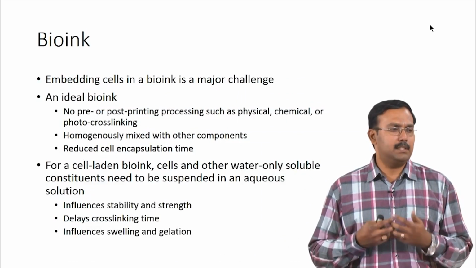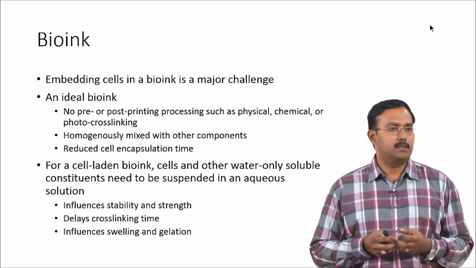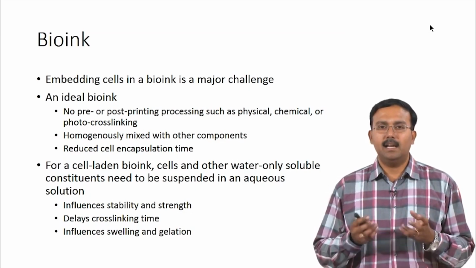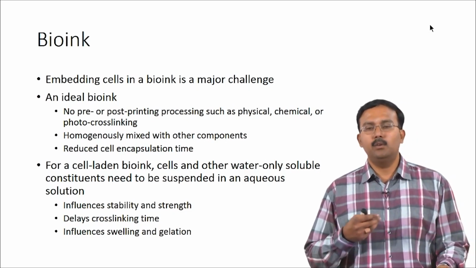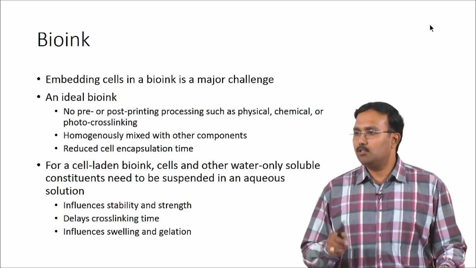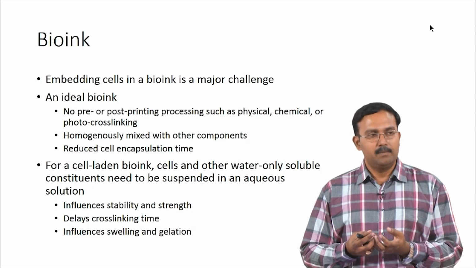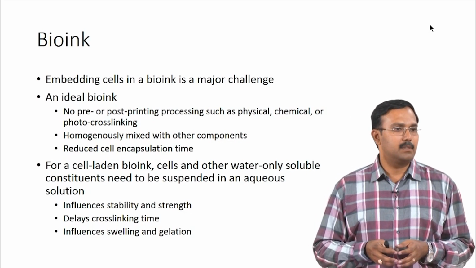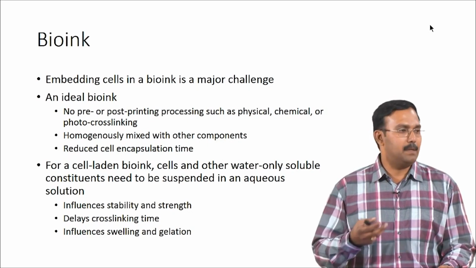So, in designing a bio ink, the major challenge is embedding cells into the bio ink, right. You need the cells basically encapsulated by the bio ink when it is being printed, and that can actually be a challenge. So, an ideal bio ink would require no pre or post processing after printing. You should not have to treat it with chemical agents to cross link or provide some physical stresses for it to cross link to form a solid structure. It should be able to form this kind of a solid structure while it is being printed. So, that is going to be a requirement for getting an appropriate 3D printed construct.